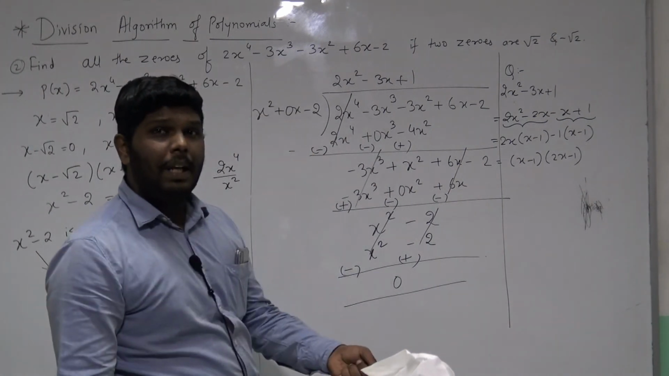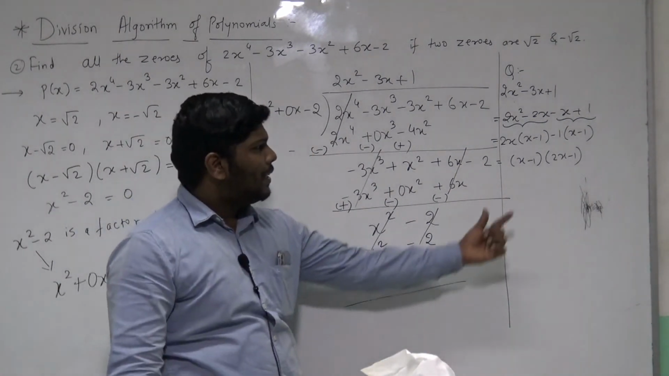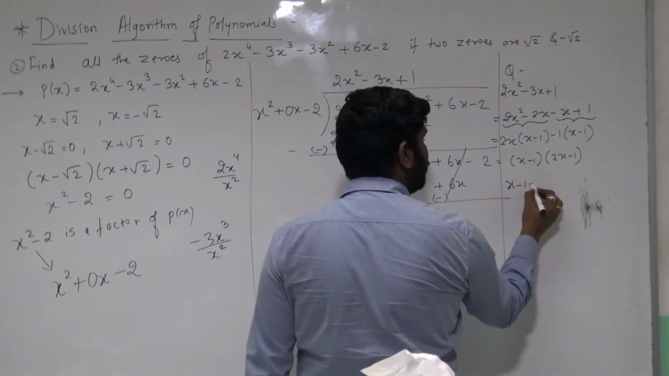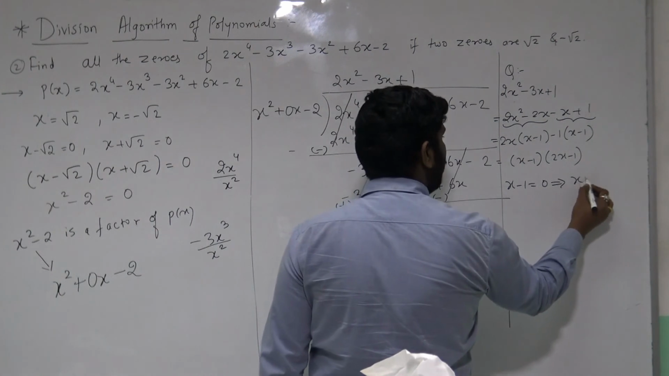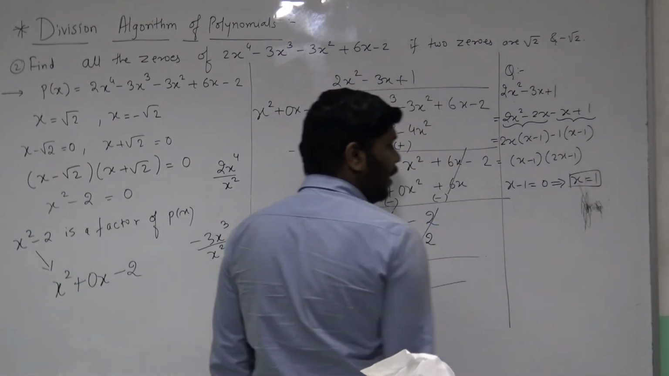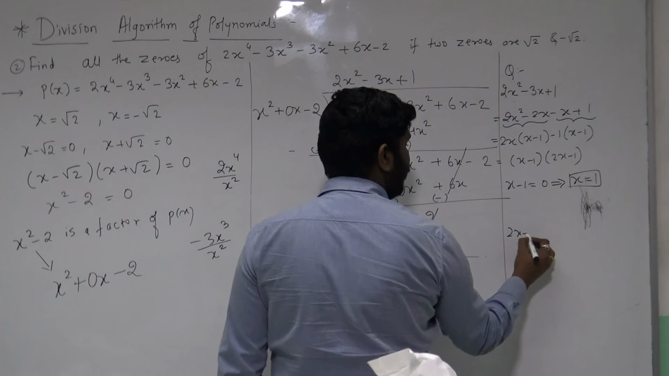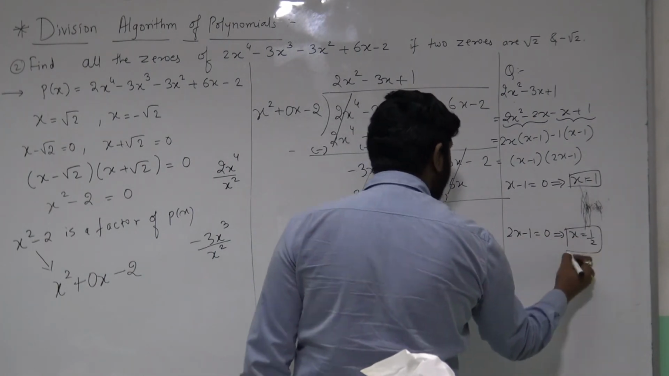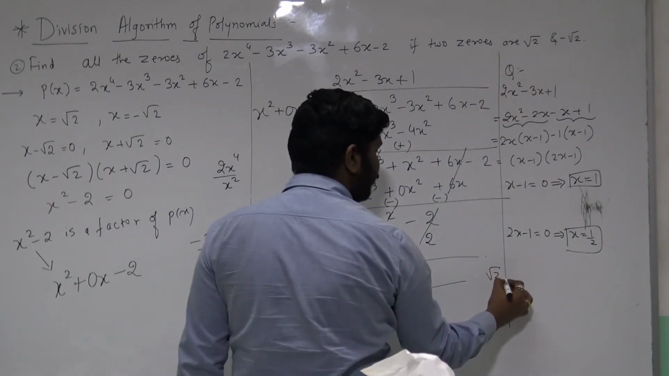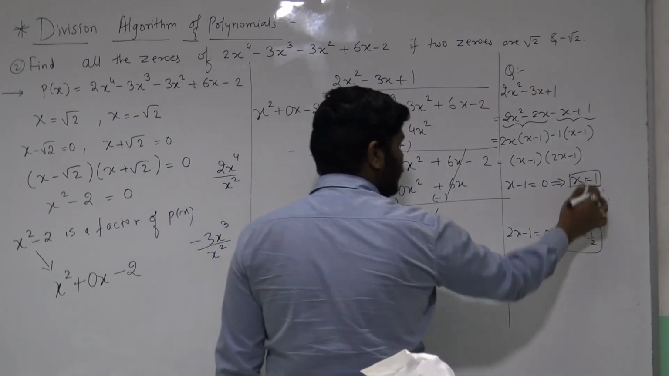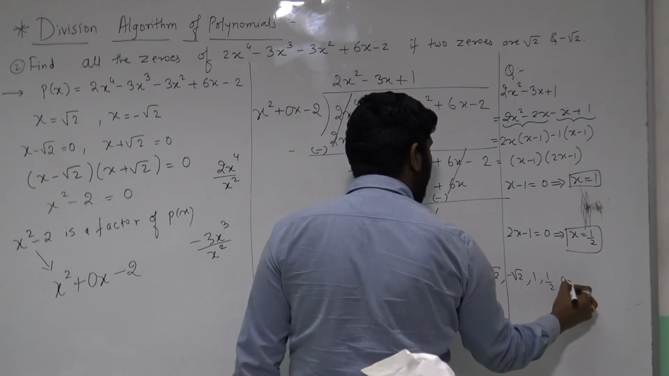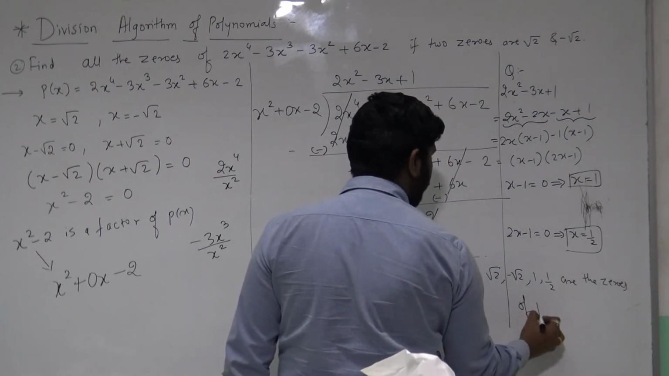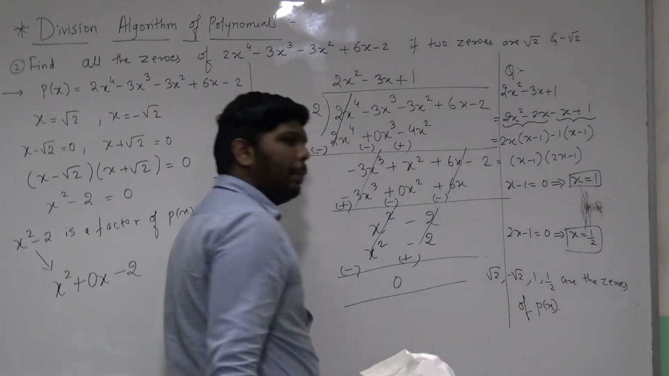We have to find the remaining zeros. So what do you mean by zeros? Just equate these brackets to 0. So when I equate the first one, x minus 1 is equal to 0, it implies the value of x will be equal to 1. Correct? And when I take the second one, that is 2x minus 1 is equal to 0, it implies the value of x has to be 1 by 2. It means apart from root 2 and minus root 2, we can say 1 and 1 by 2 are the zeros of the given polynomial that we have considered, p of x.